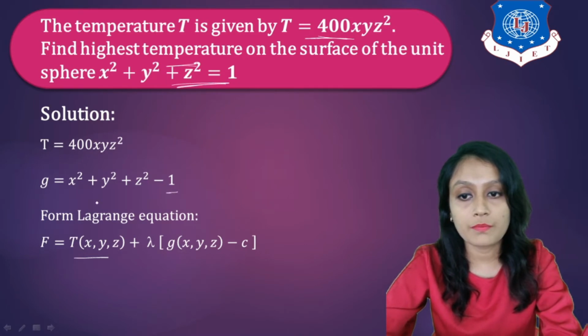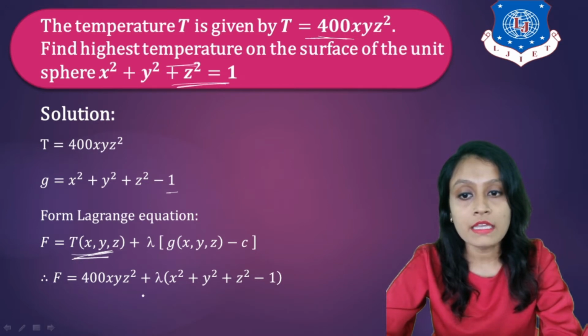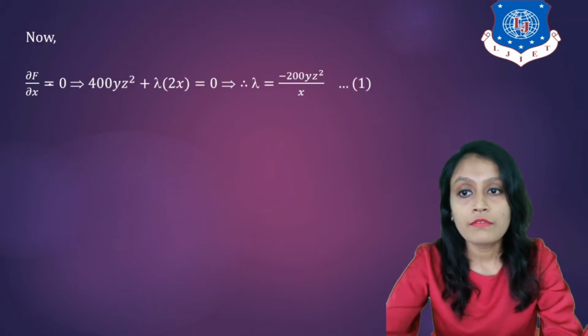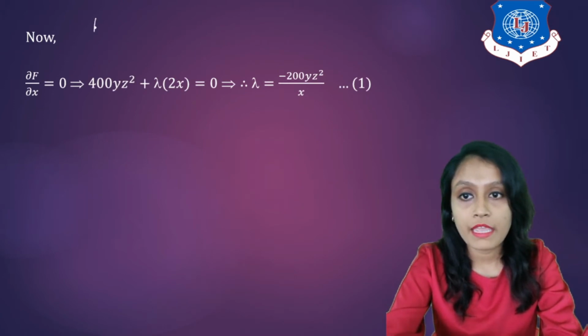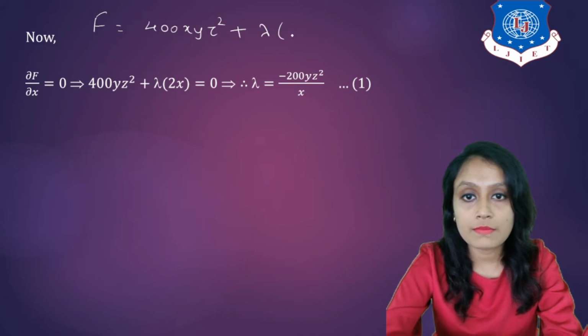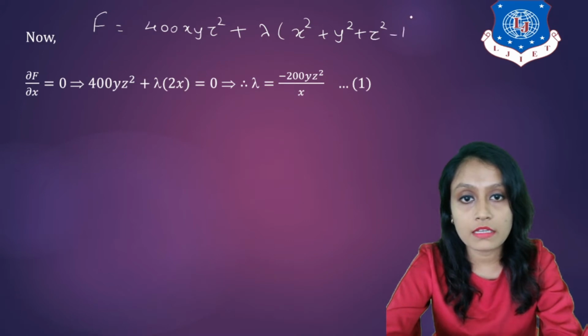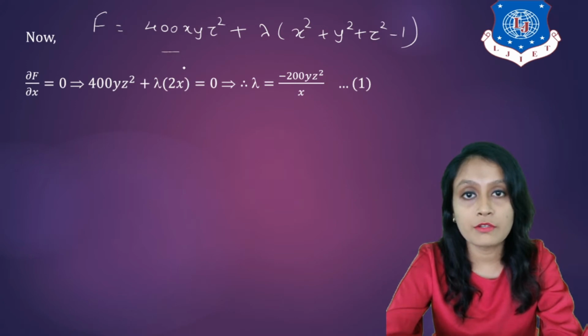Next, substitute the value of T. So that is 400 x y z square plus lambda times x square plus y square plus z square minus 1. Now we will differentiate this F with respect to x. F is 400 x y z square plus lambda times the constraint x square plus y square plus z square minus 1. Now we have to differentiate this equation partially with respect to x.